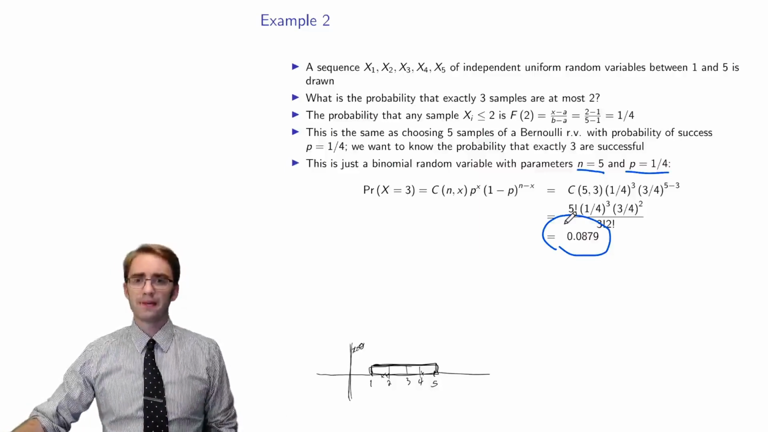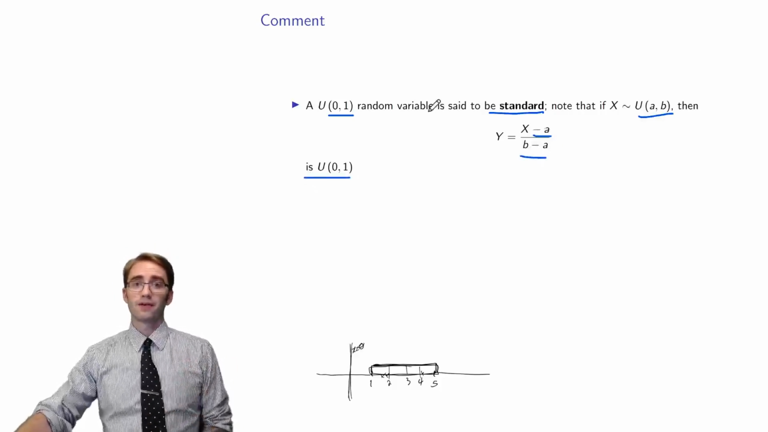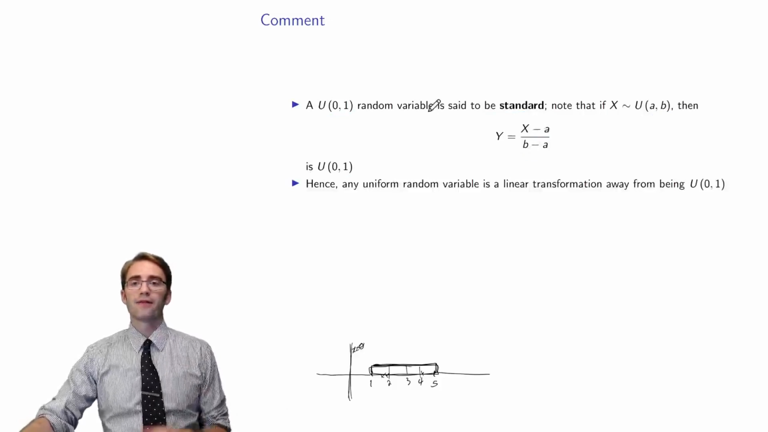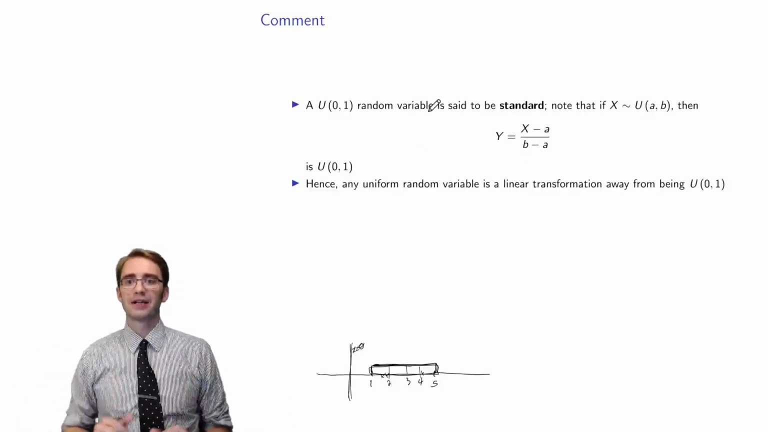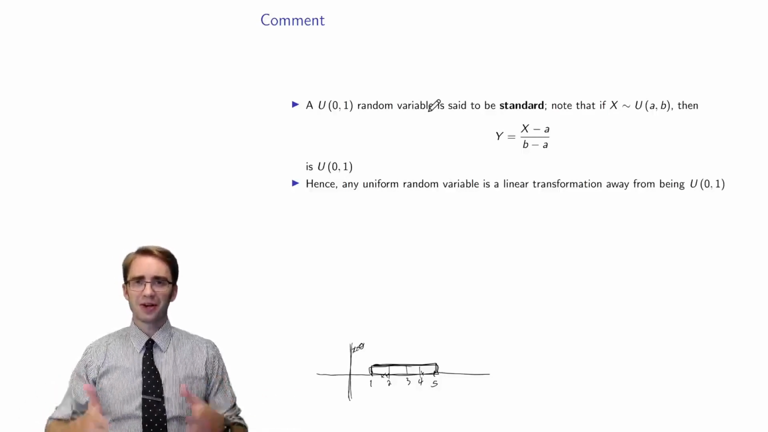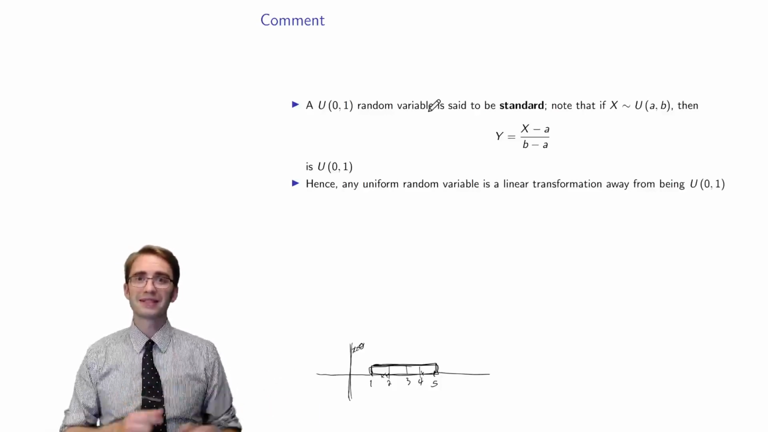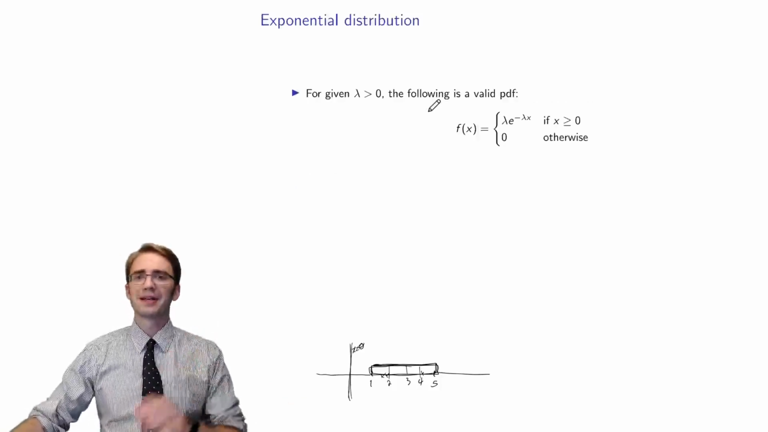Just an aside about uniform random variables, a little bit of terminology. A uniform random variable that lies between 0 and 1, we say that's standard. And one thing you'll notice is that if x is uniform between a and b, then if I subtract a and divide by b minus a, I get something that is uniform between 0 and 1. Therefore, any uniform random variable is just a linear transformation away from being uniform from 0 to 1. So oftentimes you just talk about uniform random variables as living between 0 and 1, and then you do the scaling afterwards. Anyway, terminology point there, that's all.